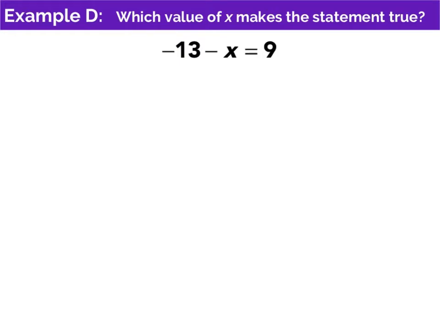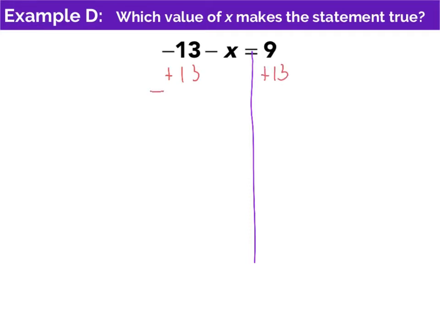Here we are in example D. Again, I'm going to start by drawing my line down by my equal sign. Now I've got to figure out which one is my constant, which one is my coefficient. I see -13 there. It's not with the variable. It's not being multiplied or divided by the variable, so it is not a coefficient. It is a constant. So the opposite of -13, I'm going to add 13 to both sides.